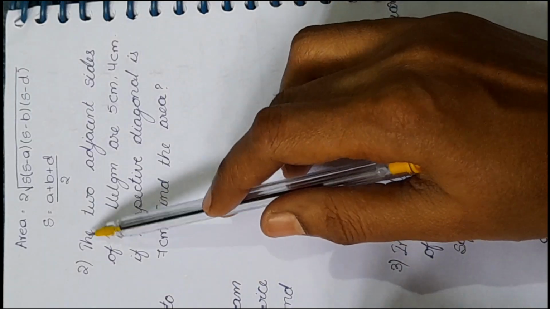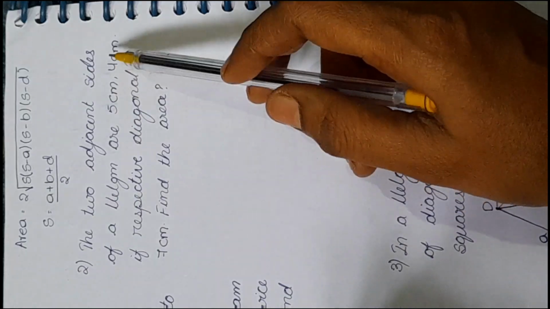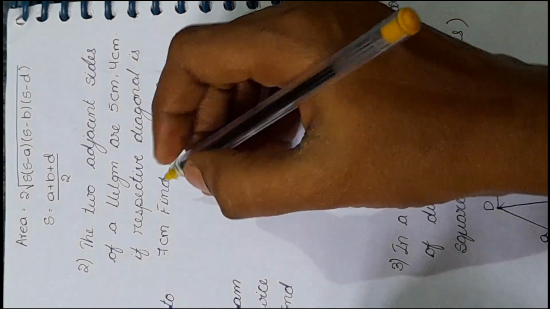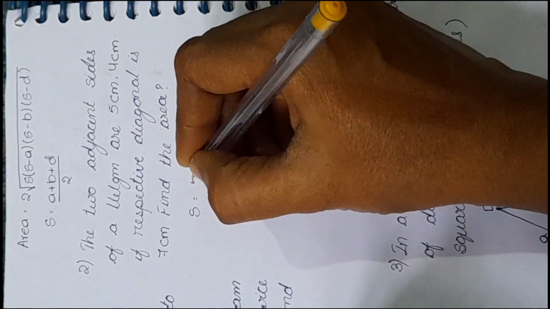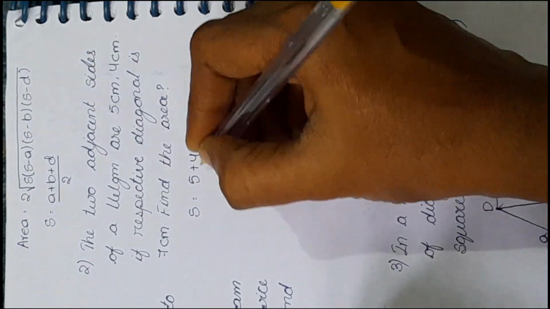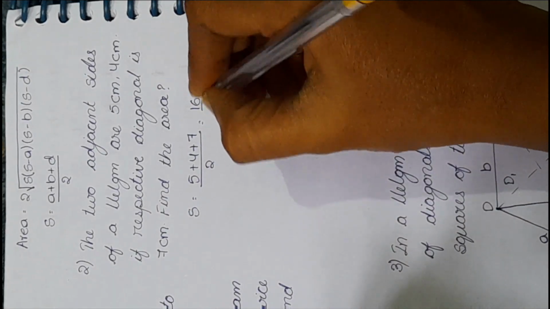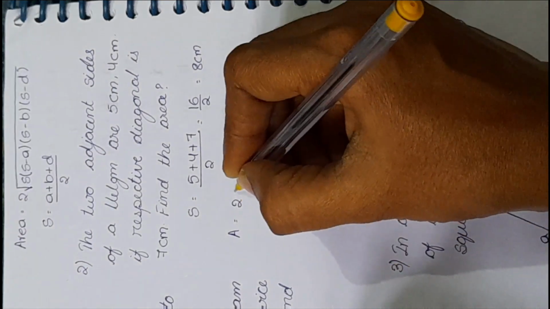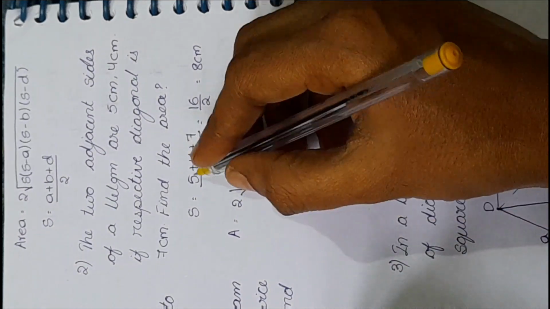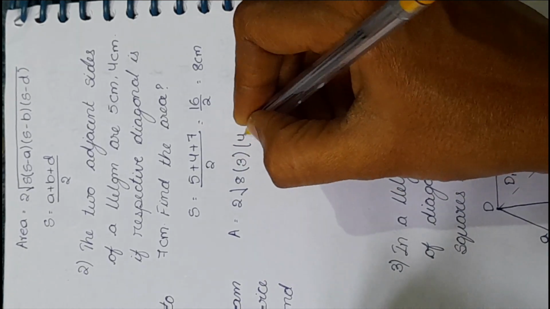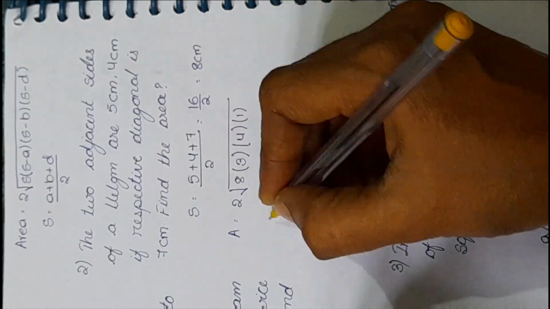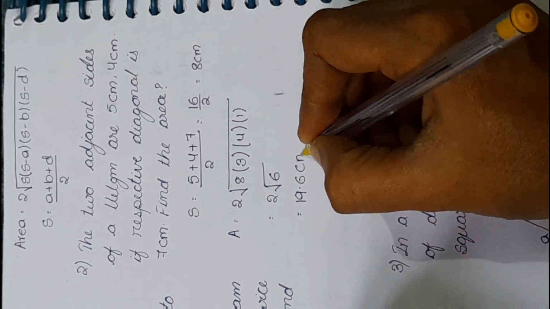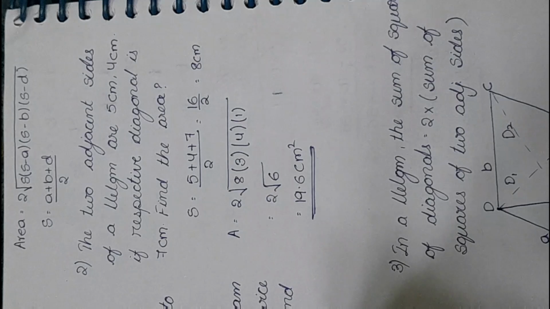A question based on the above formula. The two adjacent sides of a parallelogram are 5 centimeters and 4 centimeters. If the respective diagonal is 7 centimeters, find the area. Now substitute these values in the above formula. S is equal to 5 plus 4 plus 7 by 2, we get 16 by 2, which is equal to 8 centimeters. Now area A is given by 2 into root of 8 into 8 minus 5 is 3, 8 minus 4 is 4 and 8 minus 7 is 1. 2 into root of 96, which is equal to 19.6 centimeters square, is the area of the parallelogram.